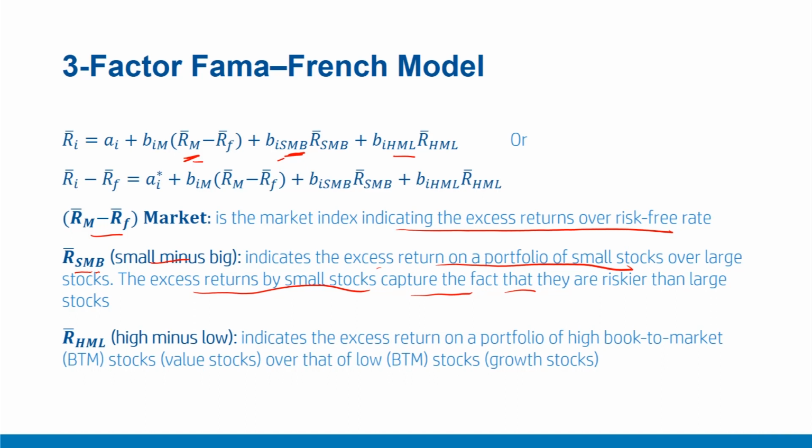And then R HML, high minus low book to market ratio, which indicates the excess return on a portfolio of high book to market stocks over that of low book to market stocks. That is, generally these high book to market stocks are also referred to as value stocks, and low book to market stocks are referred to as growth stocks. So the value stocks offer higher return as compared to growth stocks.